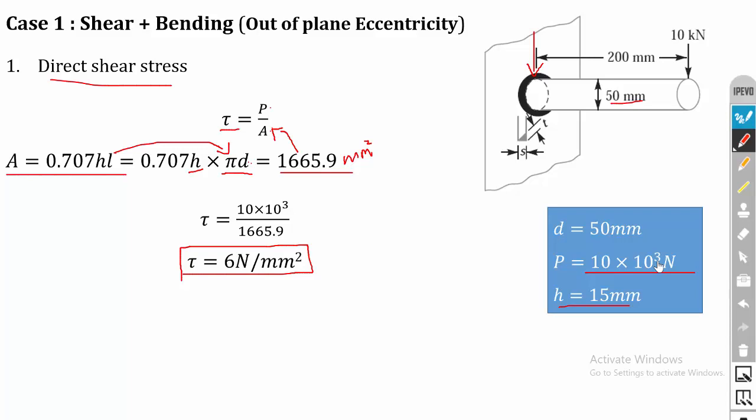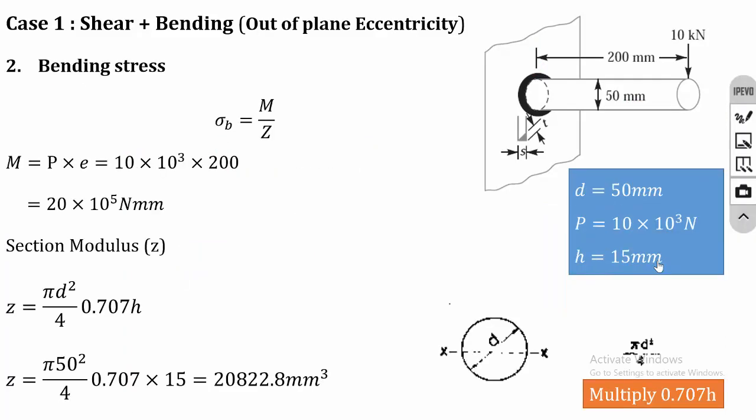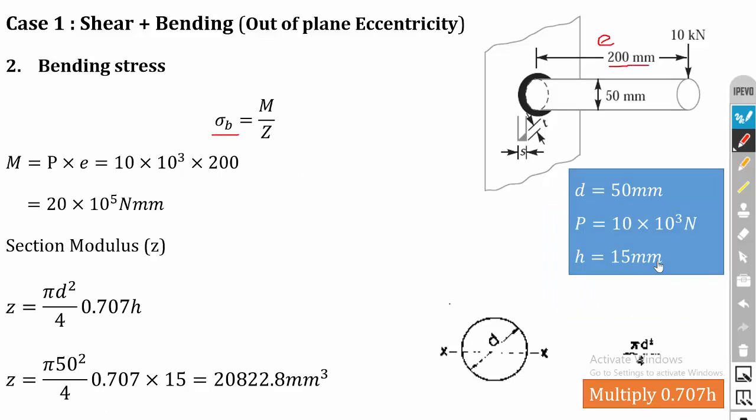Now the secondary stress is with considering eccentricity. If you consider the eccentricity e is equal to 200, then sigma b is equal to M divided by Z. Here M is the bending moment, and we know that for a cantilever beam M is load into perpendicular distance. Here it is load into eccentricity. The load is 10 into 10 power 3 and the eccentricity is 200. All the data are directly given in the problem. Substitute it and you can calculate the M value, that is 20 into 10 power 5 Newton-mm, the bending moment acting on the weld region.